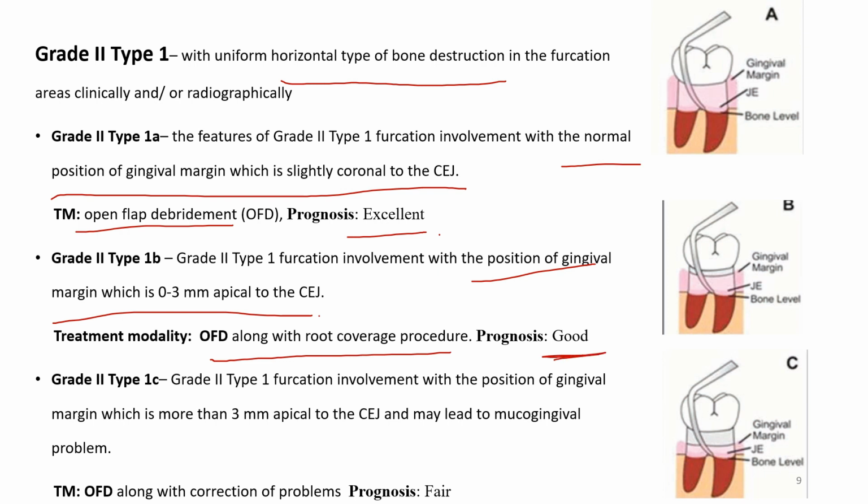Prognosis will be good. Grade 2 type 1C. So here grade 2 type 1 furcation involvement characteristics will be present with the position of gingival margin more than 3 mm apical to CEJ leading to mucogingival problems. Here also OFD along with the correction of mucogingival problems, prognosis will be fair. So I think it's a little confusing, but it is more or less clear.